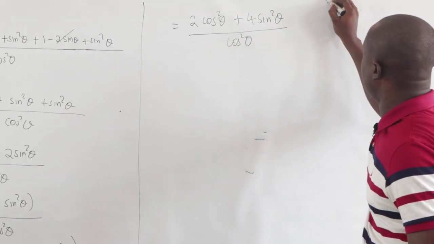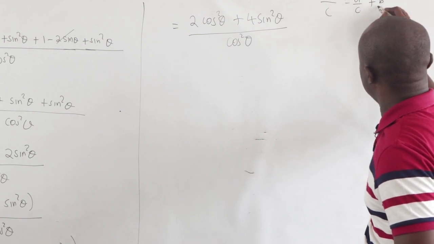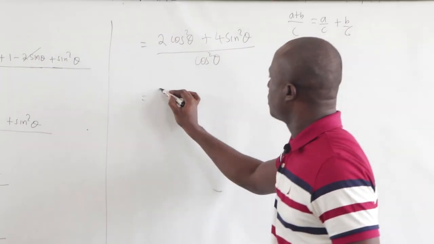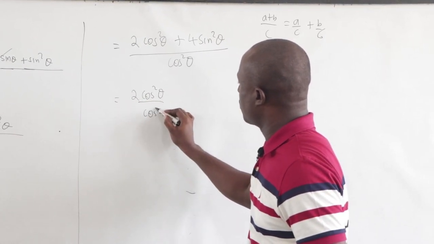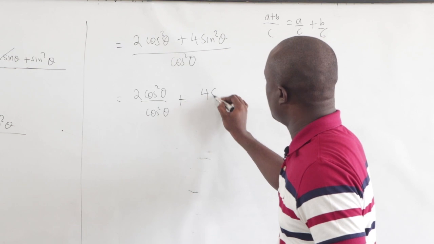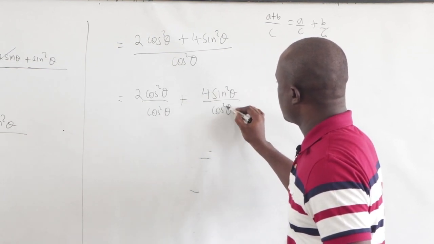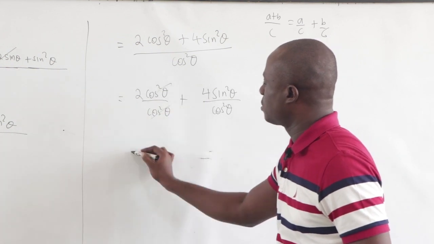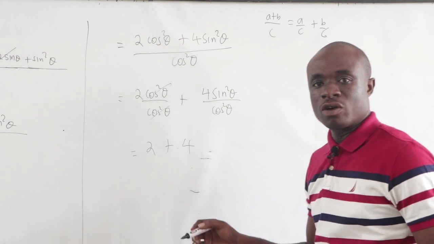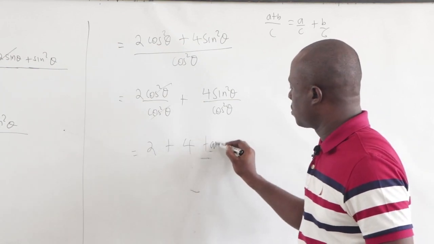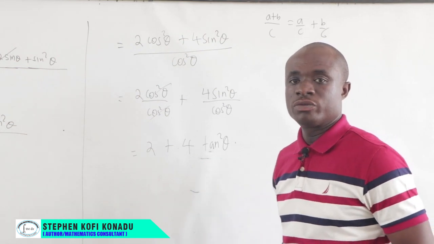What do we know? We know that if you have a plus b over c, this is the same as a over c plus b over c. So this is just the same as 2 cos squared theta all over cos squared theta plus 4 sine squared theta all over cos squared theta. Now this and that will cancel. So what do you have? 2 plus we have 4 sine squared theta over cos squared theta. That is tan squared theta. And this is what we were asked to prove.